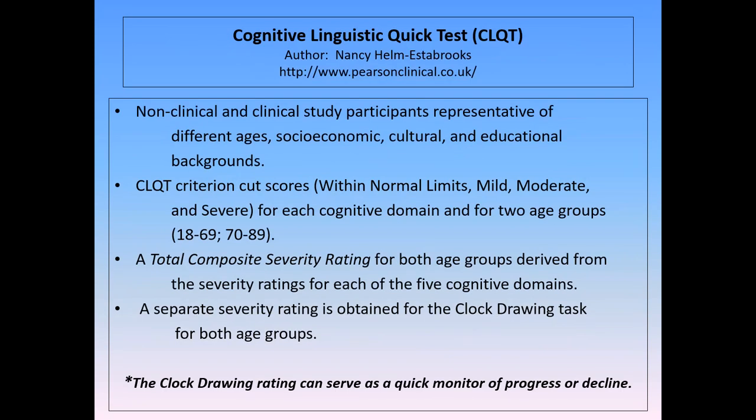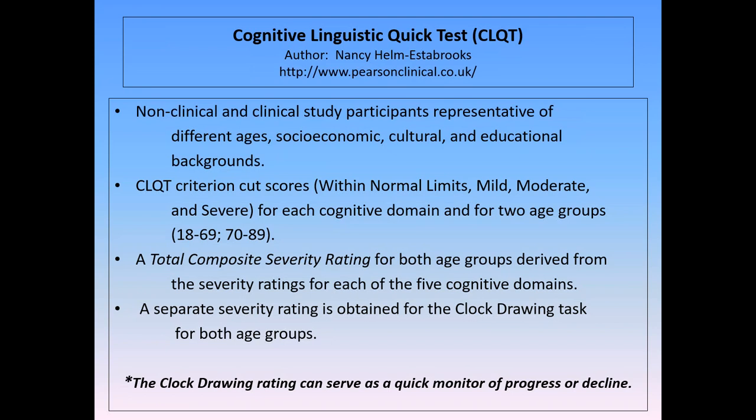Okay, again, all our participants in our studies represented different ages, socioeconomic, culture, and education backgrounds. We set up criterion cut scores so that you'll get scores that are, as you administer it, within normal limits, mild impairment, moderate impairment, and severe impairment. And for each of the cognitive domains, and for two age groups, 18 to 69 and 70 to 89. And that's because even though we sampled decade by decade, we were unable to find significant differences until age 70, and that was only on some of the subtests. So now we have only the two age groups.